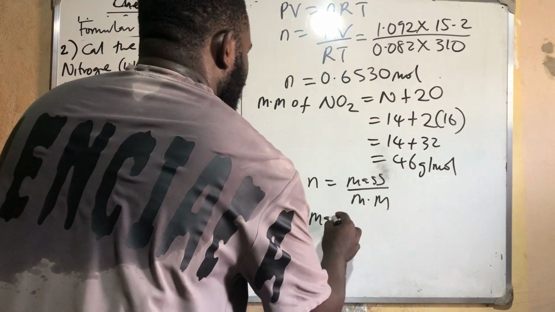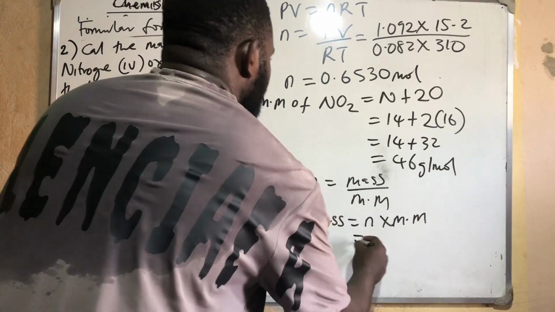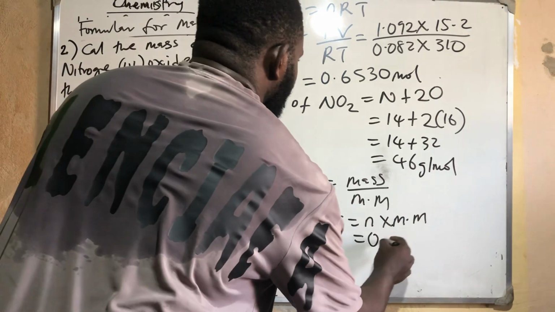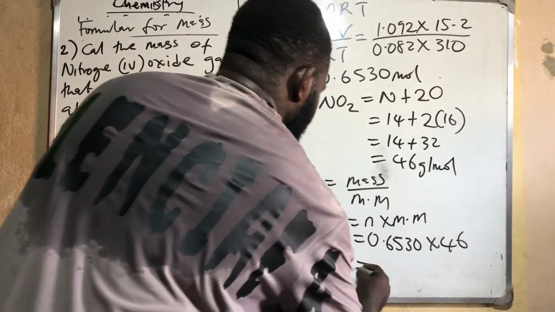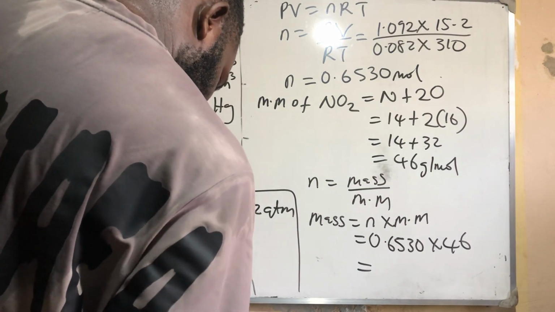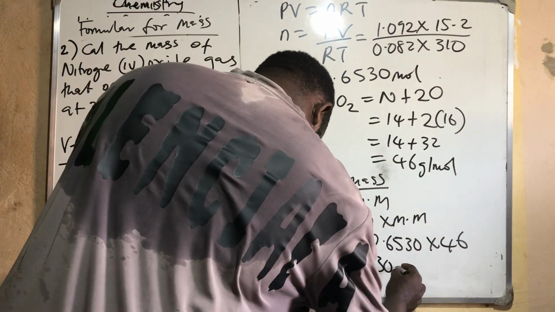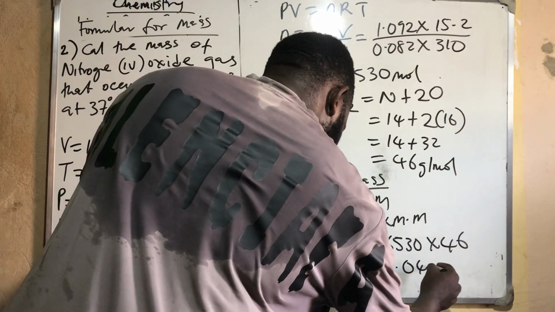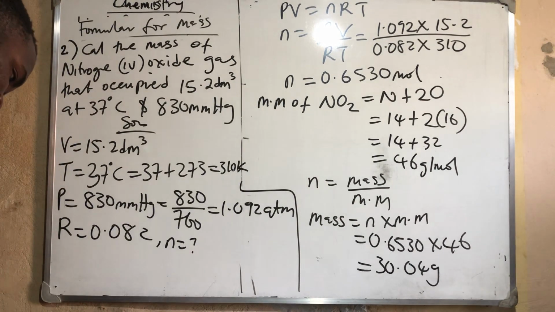So the mass that they are asking us will now be number of moles times molar mass. The number of moles here is 0.6530 times 46. So we're having 30.04 grams. Okay, that is 30 grams.